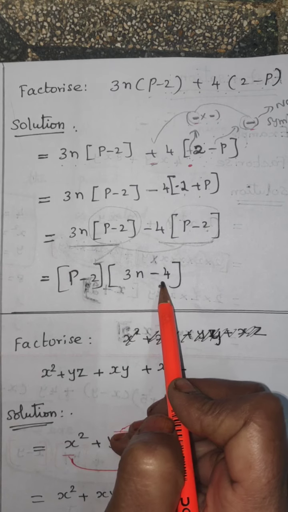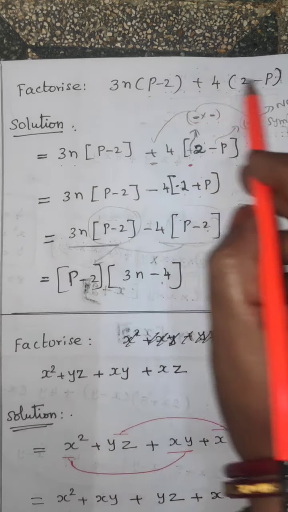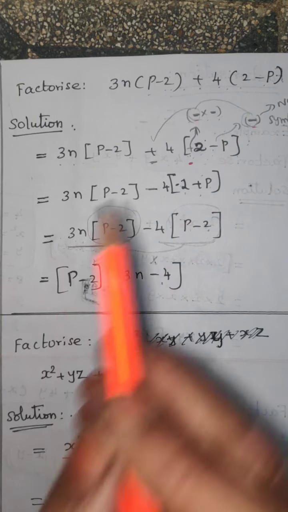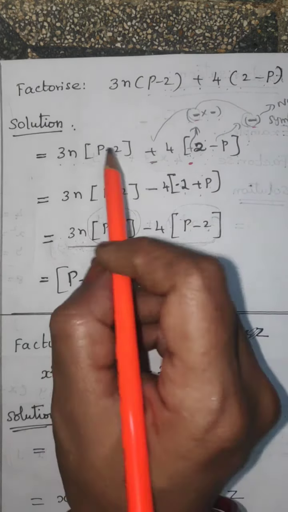3n minus 4. Okay, this one is confusing, but it is a very easy step. What do you see there? p minus 2 is there. Here what is there? 2 minus p is there. So you write in here the plus symbol changed into minus. So here plus 2 only, and the minus symbol changes into plus b. Next step, change and write the bracket, writing the common number only. Select the common number and write it there.